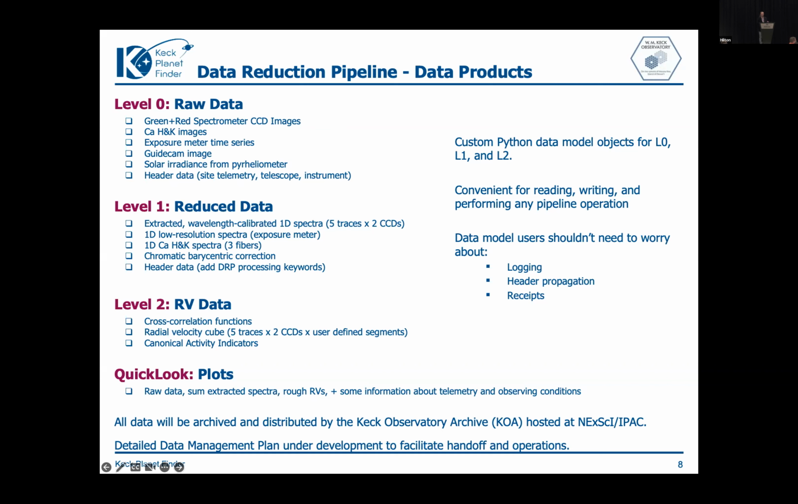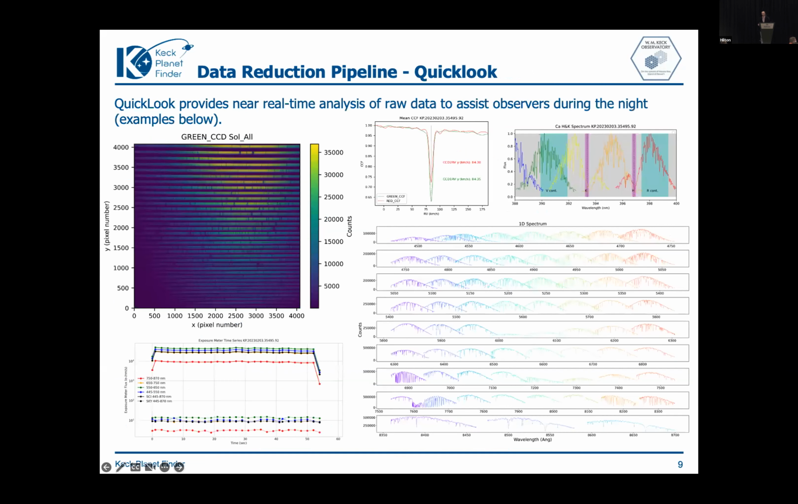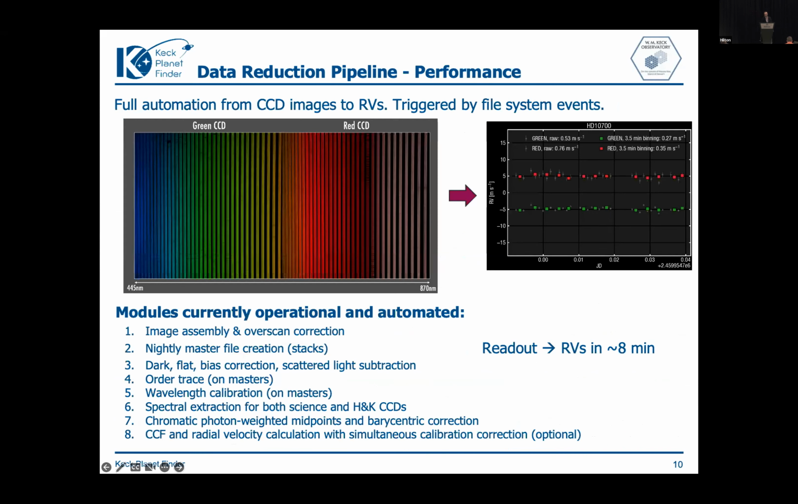And then one of the most interesting, I think, is the quick look products, which I think a lot of packages, data reduction pipelines have. It's essentially a collection of plots that allow us to do quality control, check the data, see what it's doing, and in real time. And when I say real time, I mean that from readout of the 2 CCDs to radial velocities and the collection of quick look plots, it's about 8 minutes.